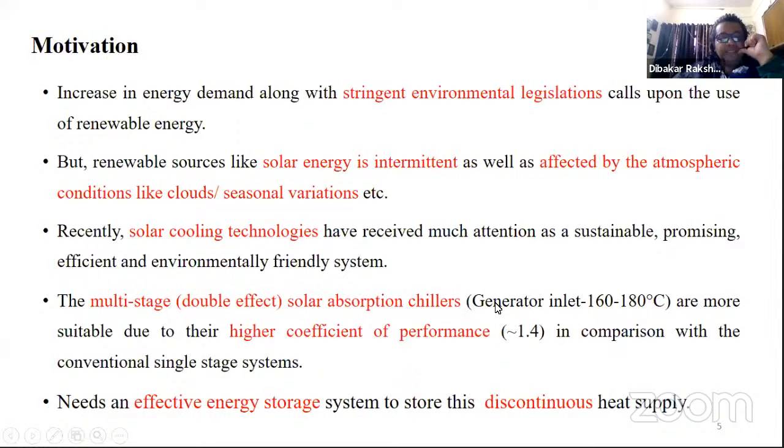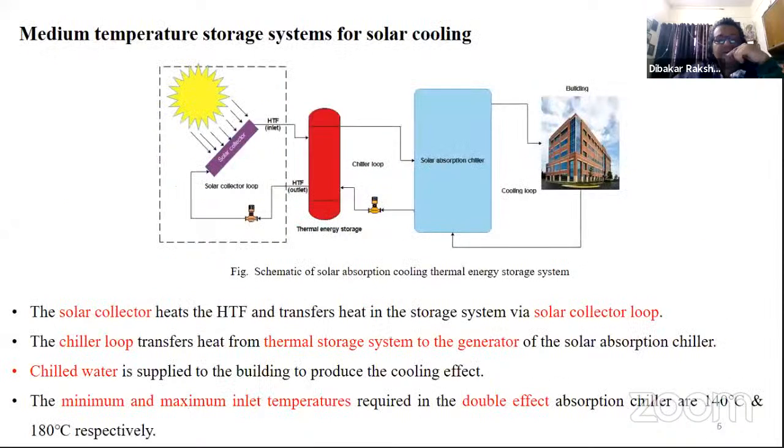Now, these solar absorption chillers require hot water of around 160 to 180 degrees centigrade. How to provide this hot water of 160 to 180 degrees centigrade over a period of 24 hours? And for that only, we will be requiring an effective energy storage system.